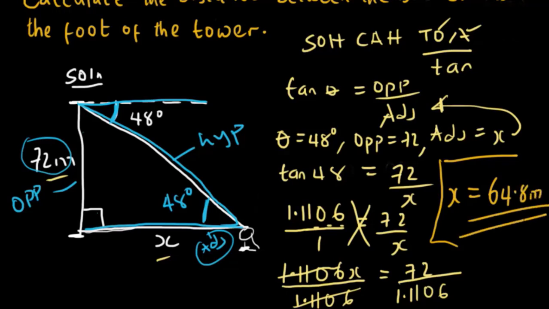And this is our answer. So I hope you understand that the difference between angle of elevation and angle of depression is basically these alternate angles we need to find. Do you understand?